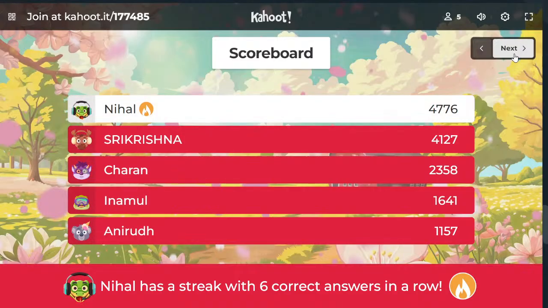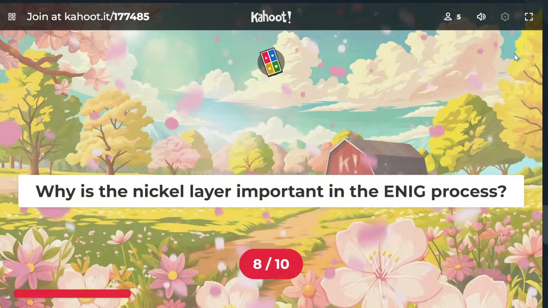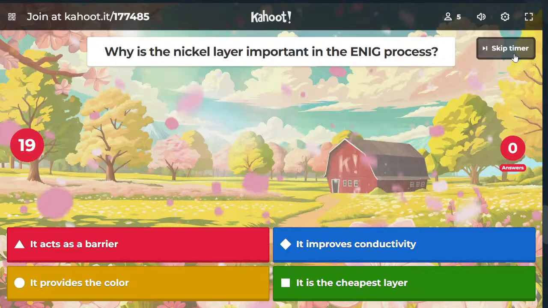So leaderboard, again Nihal on the top position, rest all same. Next question, what is the nickel layer, why is nickel layer important?